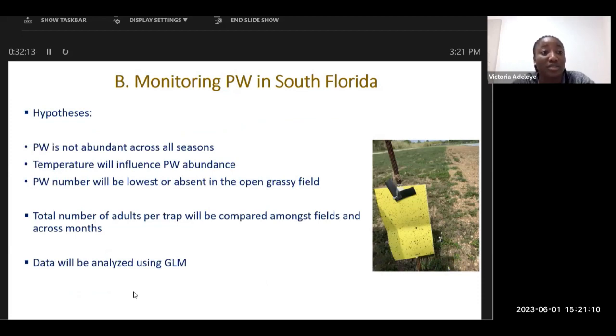The hypotheses were that pepper weevil would not be abundant across all seasons. We hypothesized that temperature will influence pepper weevil abundance, and that pepper weevil number will be lowest or absent in the open grassy field. At the end of every month, or at the end of the study, we're going to compare the total number of adults per trap amongst fields and across seasons. The data will be analyzed using GLM.